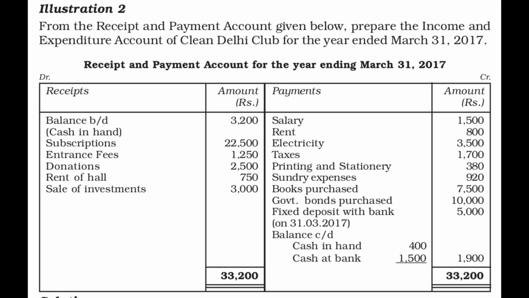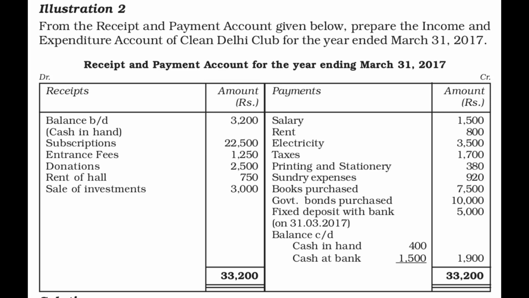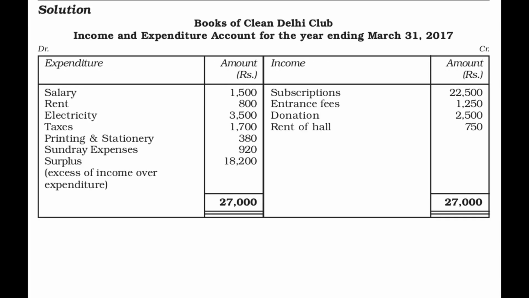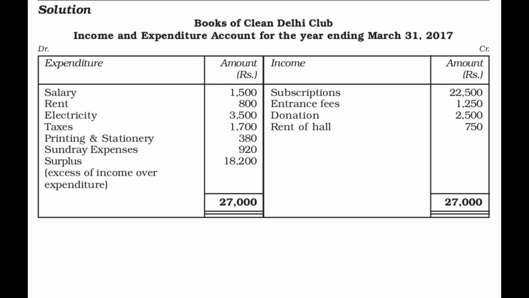Next item it is taxes, an item of expenditure, so taken on the expenditure side rupees 1,700. Next item it is printing and stationery rupees 380, an item of expenditure, taken on the expenditure side rupees 380. Next item it is sundry expenses rupees 920, an item of expenditure, taken on the expenditure side rupees 920.